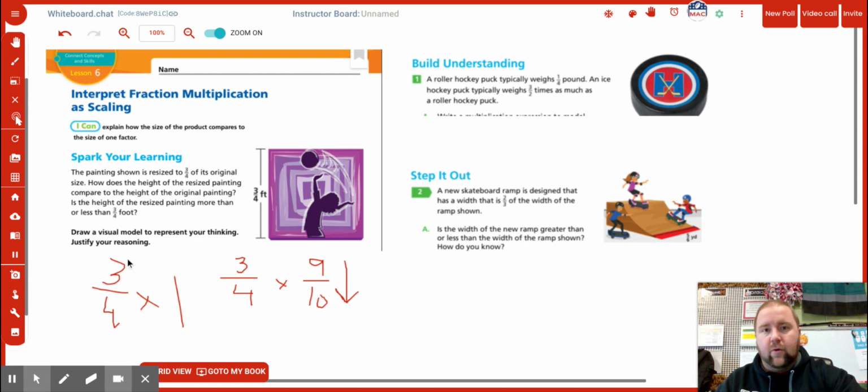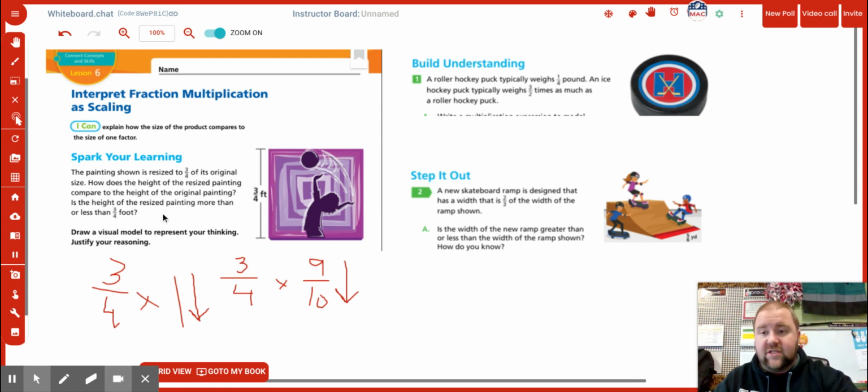So in this example, we're doing 3/4 of 1. That means it is smaller than 1. When you multiply something by 1, it stays the same. If you multiply something by less than 1, it's going to be smaller. And if you multiply something by greater than 1, it's going to get bigger. That's the idea of scaling: knowing that multiplying by 1 is the same, multiplying by less than that gets smaller, multiplying by more than that gets bigger.